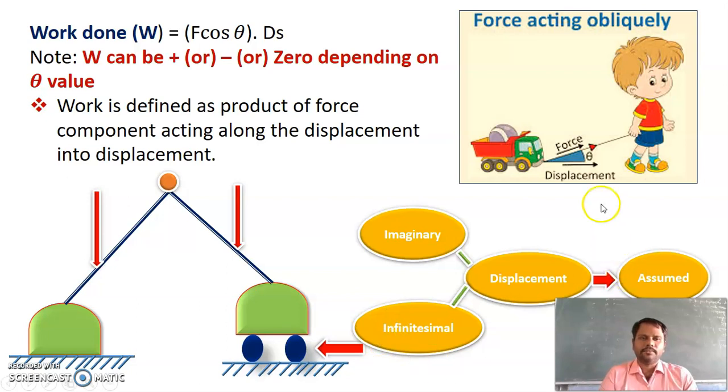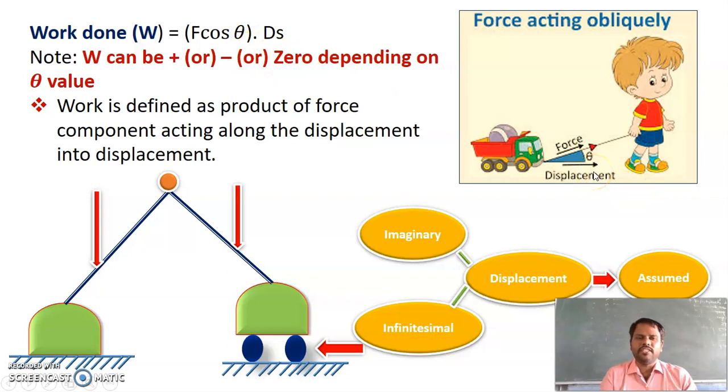We know that when you apply a force, the body gets displaced. If the displacement is in the direction of the force component, then work is said to be done. Work is defined as the product of force component and displacement. Depending upon the angle theta, the work done can be positive or negative or zero.